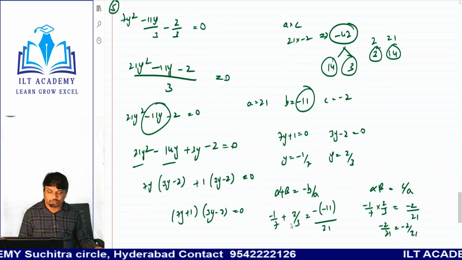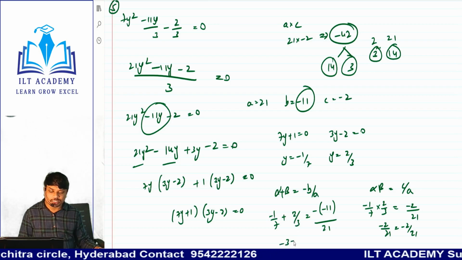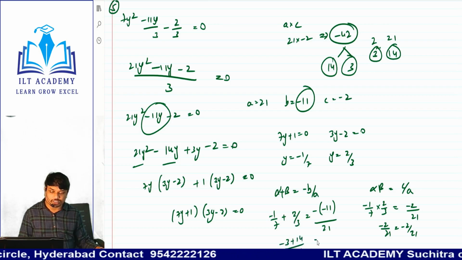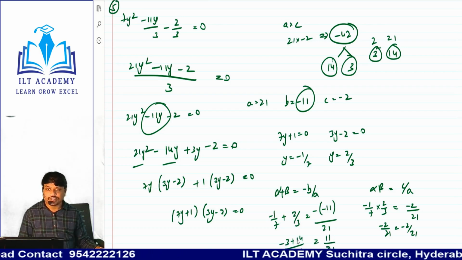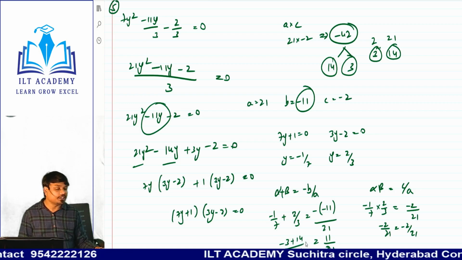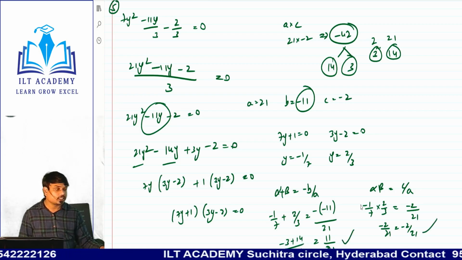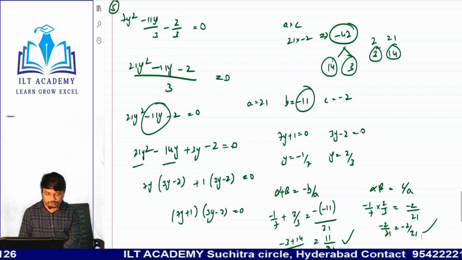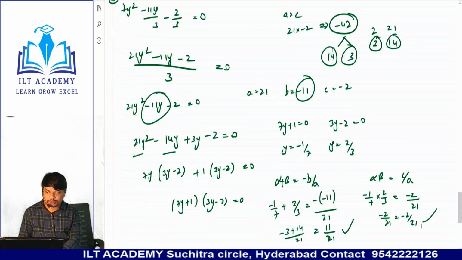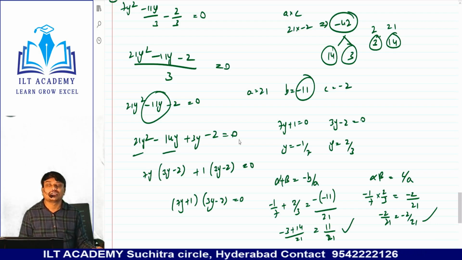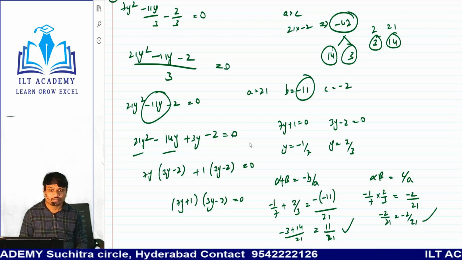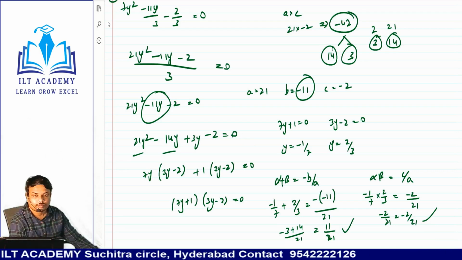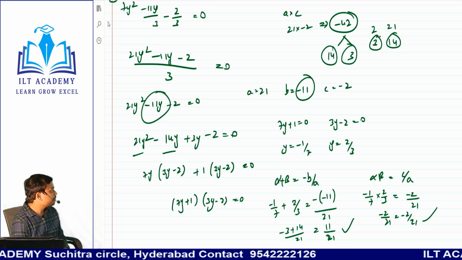Look at this, minus 1 by 7 plus 2 by 3, how much is it? Minus 3 plus 14 divided by 21 is equal to minus of minus, plus 11 divided by 21. Clear? And 14 minus 3 is what? 11 only. 11 divided by 21. Both are same, so we have verified even. Like this we need to do. Any doubts, ma? Am I clear? Once done, let me know, ma. Clear?